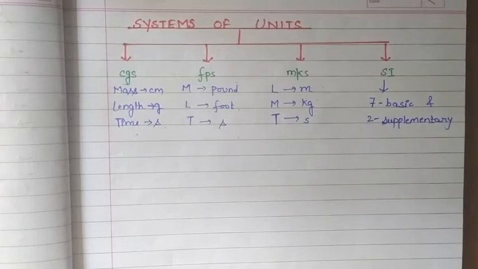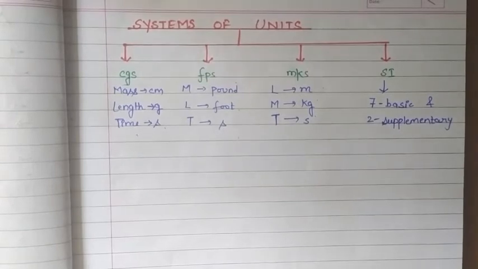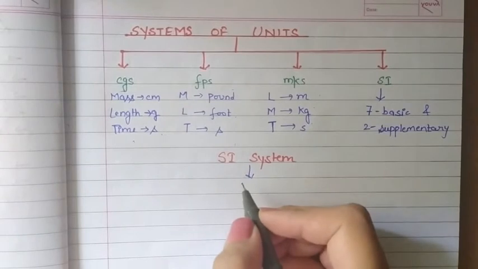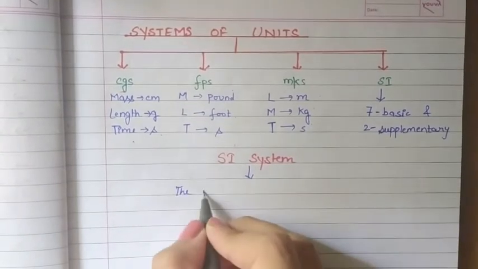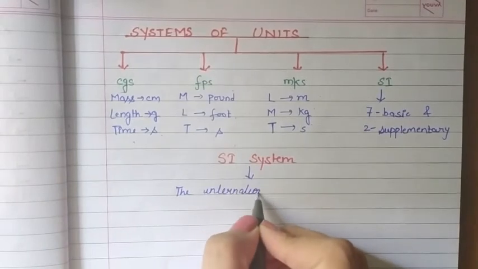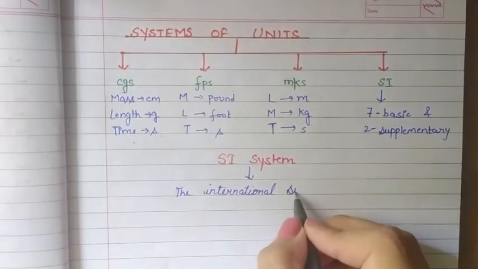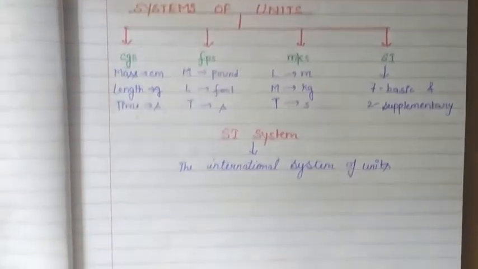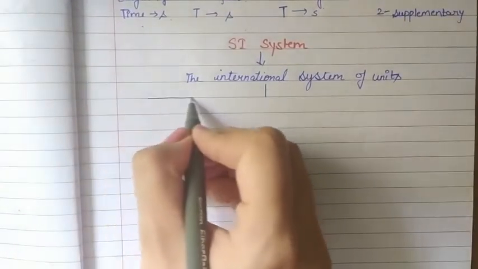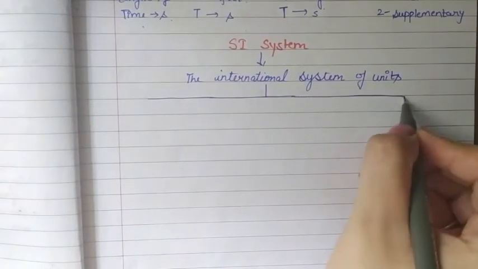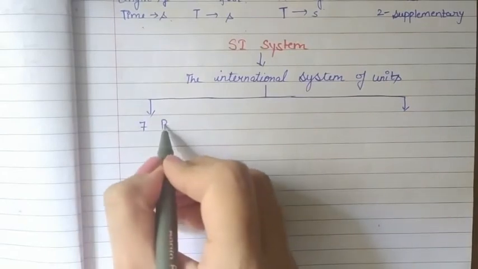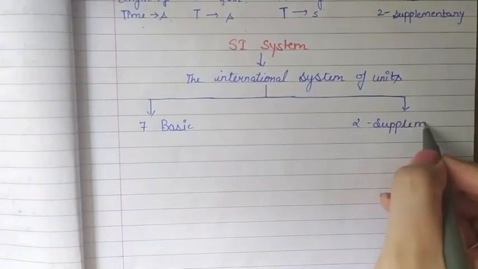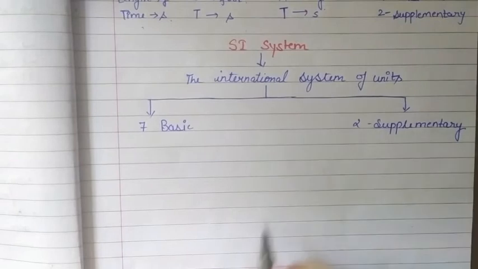Okay, so now in this video we are going to study about SI system elaborately. So SI system is the international system of units. This system contains 7 basic and 2 supplementary quantities, right?